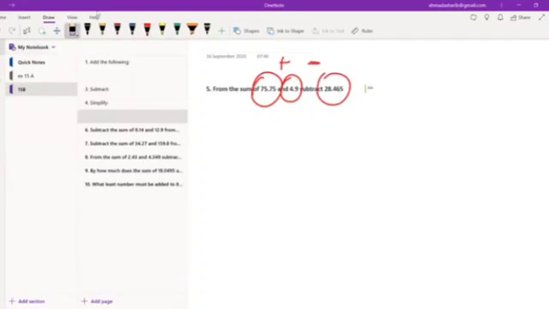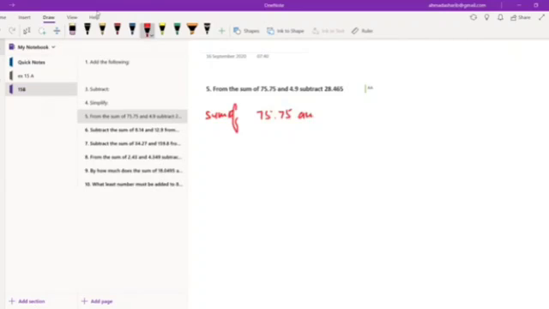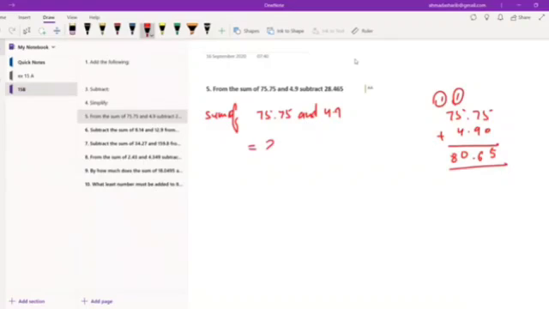Okay, so first find the sum. Sum of 75.75 and 4.9, so it will be 5, 16, 1 carry, 10, 1 carry again, 80.65. ये आ गया sum, 80.65.